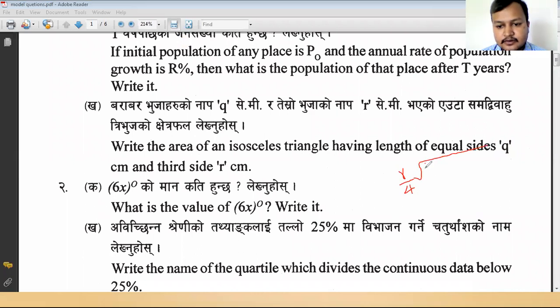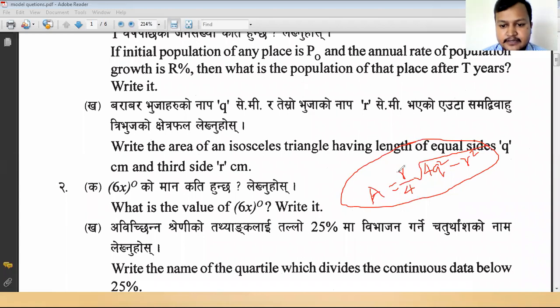minus b square means 4a square, that is 4 into q square, 4a square minus b square means r square. This will be the formula to find out area of isosceles triangle in which equal sides are Q and third side is R. Just in same formula, we have to replace B by R. Base जुन भ्यालु थियो थर्ड साइड त्यसलाई R ले रिप्लेस गर्नु पर्यो र where there was A, A भएको ठाउँमा Q ले रिप्लेस गर्नु पर्यो in place of equal side.